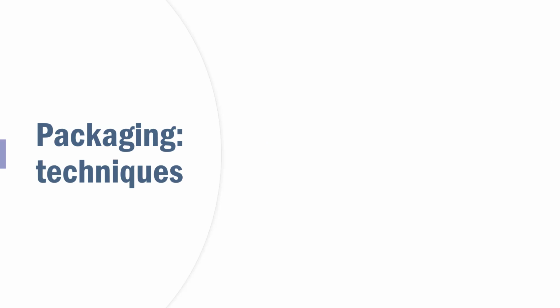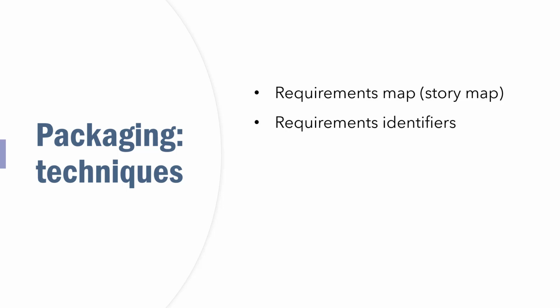So we have different techniques for packaging as well, maybe requirements maps, so user story maps that show you the structure of your user stories and the relationship. Requirement identifiers help you create that unique tag for each requirement. For example, if you're using a requirement management tool, that helps you to cross-reference requirements, that helps you to find them quickly, and it just helps you to be oriented in what you've captured better.